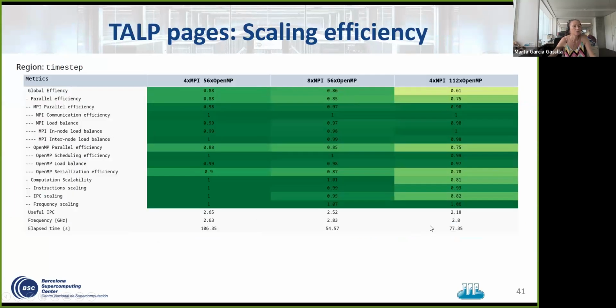This is the output that you would get with the scaling efficiency. So this is, again, one commit, one version of the code, and we obtain all the different metrics, and we say, okay, this specific case, we want to run it with this configuration. For MPIs, 56 OpenMP processes. For MPIs, 112 OpenMP processes. With these three configurations, we get the metrics and we see how this version of the code is performing regarding the different metrics.